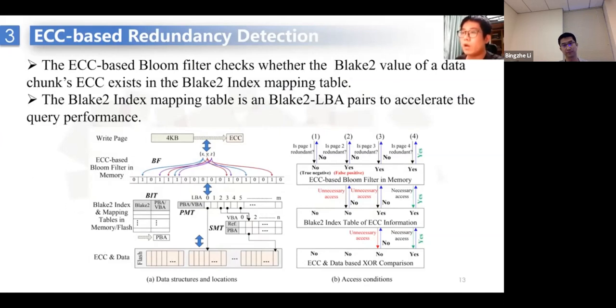The Blake2 index table is an in-memory hash structure to store the fingerprints of ECC codes in EAD. Besides the above two data structures for detection, EAD uses a two-level indirect mapping mechanism consisting of a primary mapping table and a secondary mapping table. By using a two-level indirect mapping mechanism, the reverse update issue during garbage collection is simplified to only updating the corresponding entry in the SMT.